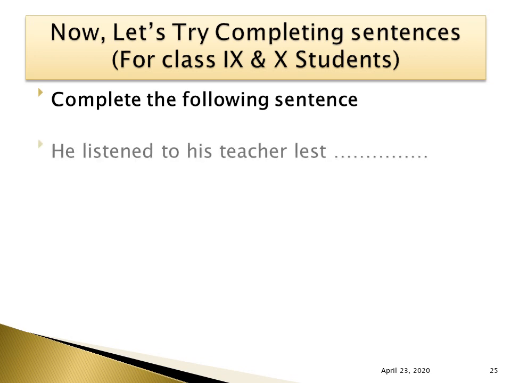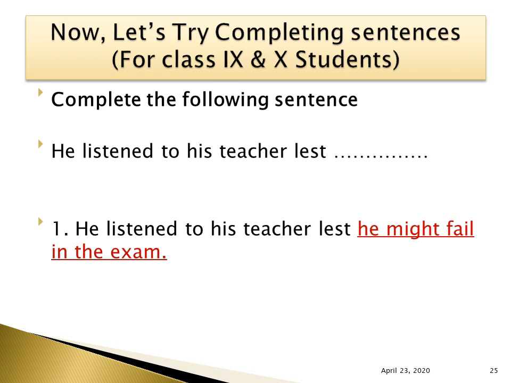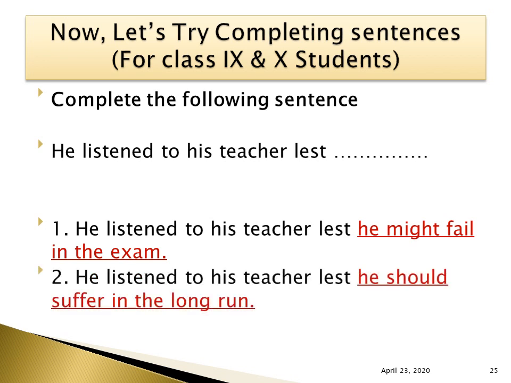Let's see another example. He listened to his teacher lest. A sentence with lest. If you can remember, we have to use the modal auxiliary should or might. So however you complete the sentence, you follow the rule. Number one, he listened to his teacher lest he might fail in the exam. Number two, he listened to his teacher lest he should suffer in the long run. So you can give more sentences. You can produce more sentences from your own part.